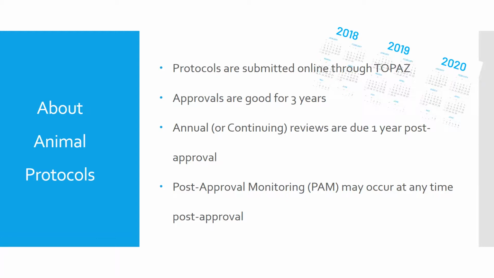Animal protocols are submitted through the university's online TOPAZ system. Once an animal protocol is approved, that approval is effective for 3 years. Investigators are required to submit the continuing or annual review document 1 year after the protocol has been approved, and investigators need to understand that post-approval monitoring may occur at any time with advance notice provided by the IACUC.